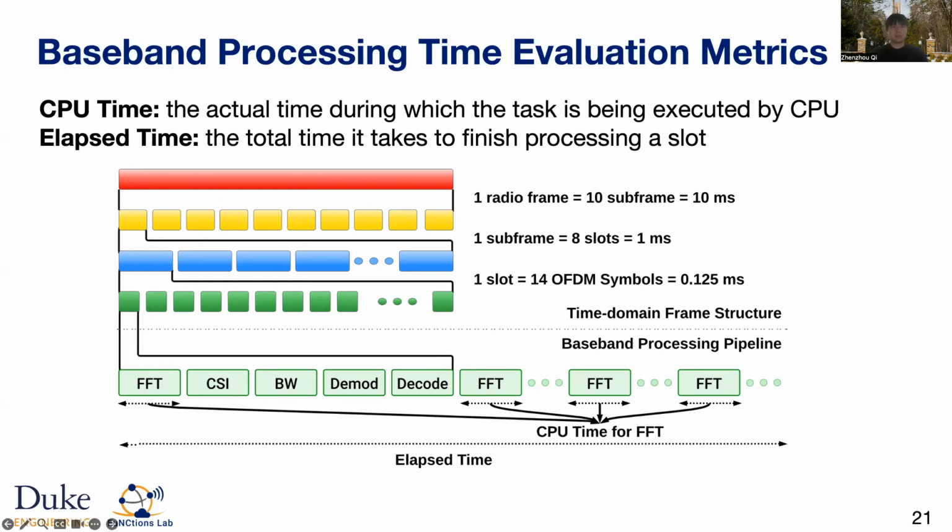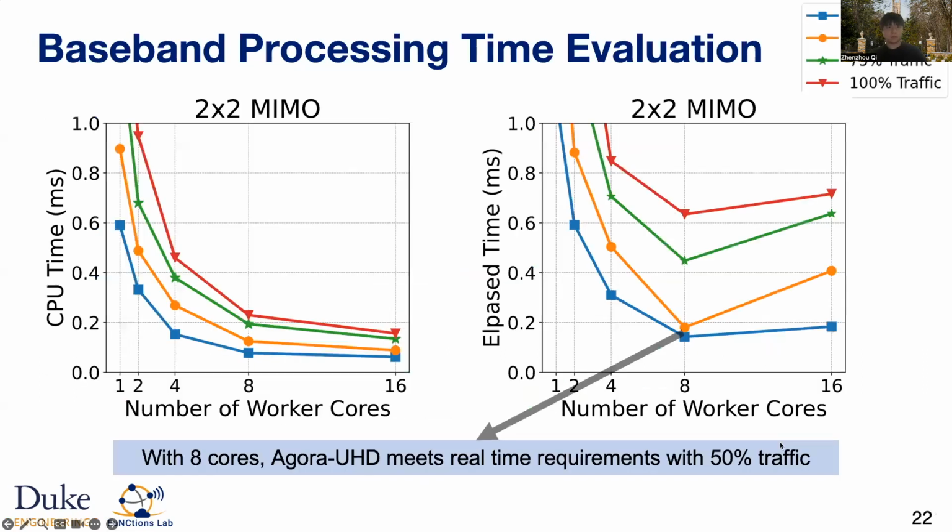And the elapsed time is the total time it takes to finish processing a slot, which in this case is from the beginning of receiving the first packet all the way to the end of finishing the decoding of the last OFDM symbols. We present the 2x2 polarization MIMO with 25%, 50%, 75% and 100% traffic load respectively for both CPU time and elapsed time.